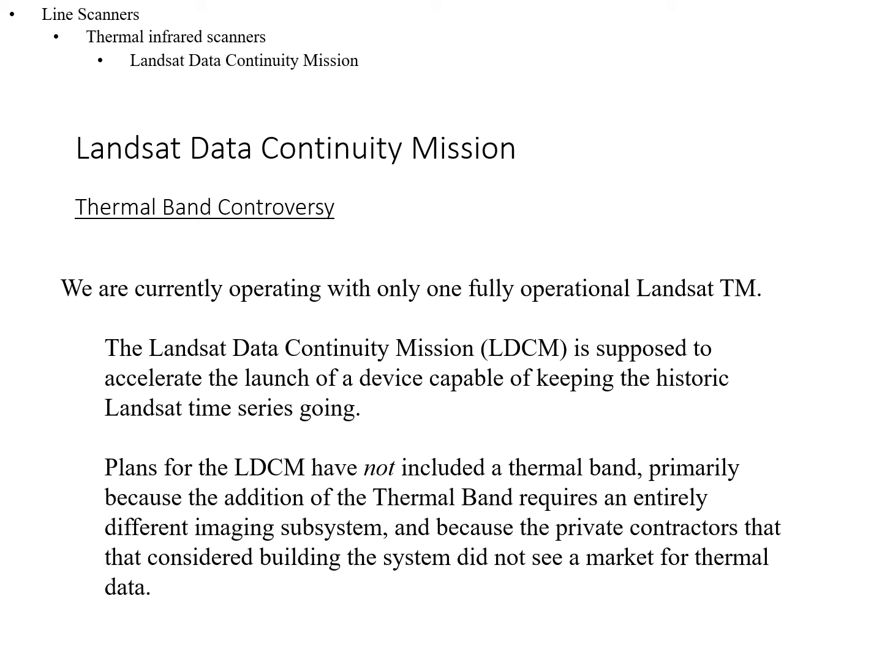The original plans for the mission did not include a thermal band because the thermal band requires an entirely different imaging subsystem, and they were originally going to launch it and put it in private contractors' hands, and the private contractors didn't want to pay for building the system because they didn't see a market for thermal data.